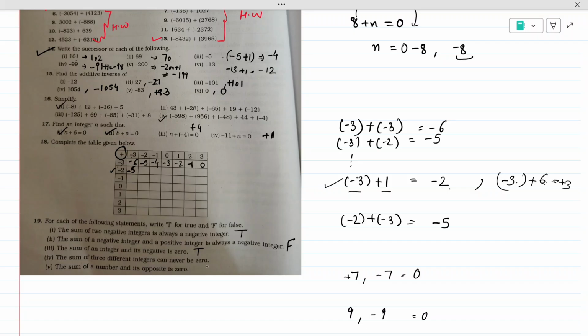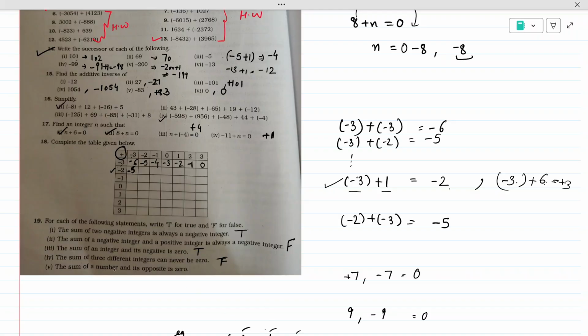The sum of three different integers can never be 0. So what it is saying is if we take three different integers, let us take one example and see if the sum is 0 or not. Okay, so I'm taking minus 1, and then I'm taking this and then taking this. These three are different, but the answer is 0. So it is possible in this case.